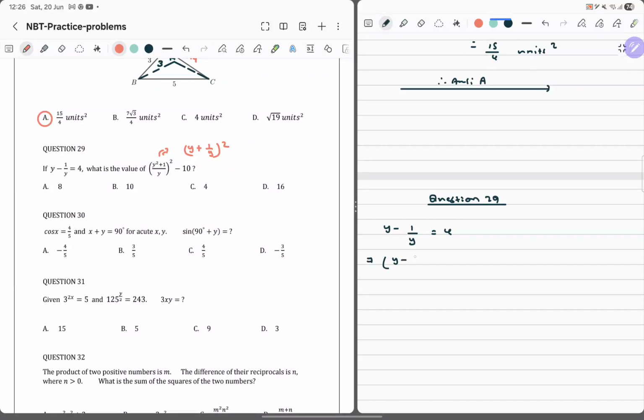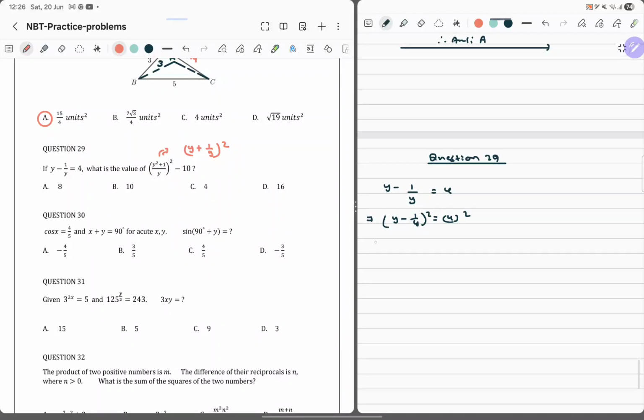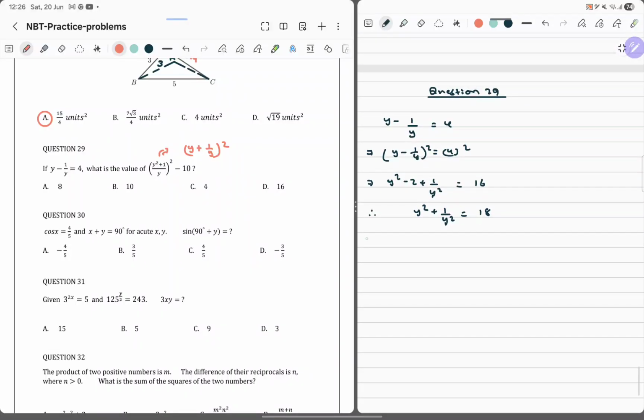We can square the one side and see what happens. So this is going to be y squared, y times that is going to be 1, so it becomes minus 2 plus 1 over y squared is equal to 16. Right, so we can move the number to the other side. You can say therefore y squared plus 1 over y squared is equal to 18. Okay, that's fine.